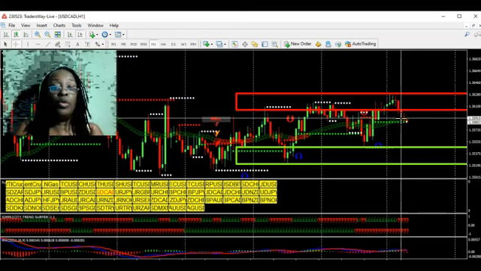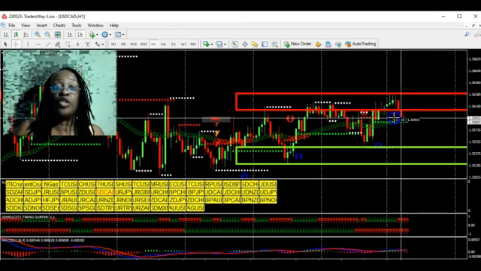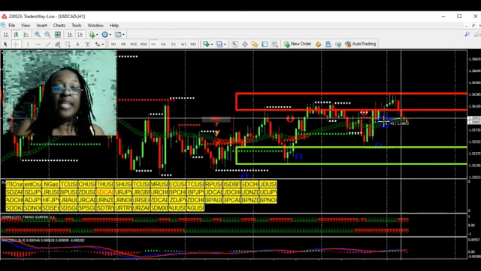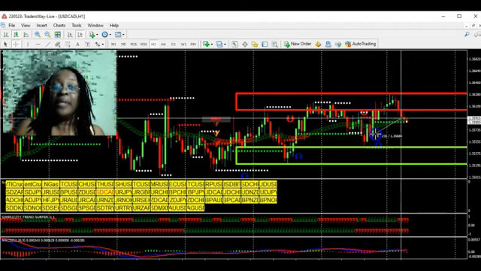Now what we want to do is look to the left because we're looking for support and resistance. We're looking for the support dots if you have the old system. In this case, these are the support and resistance dots that are in the simplicity system.